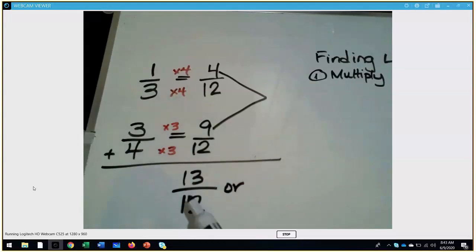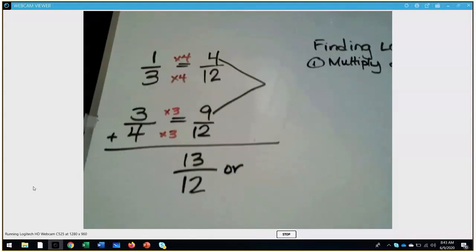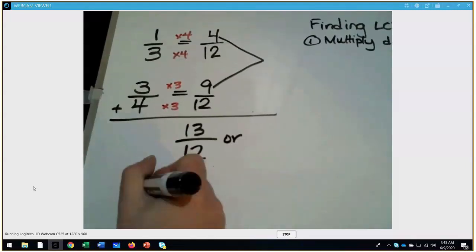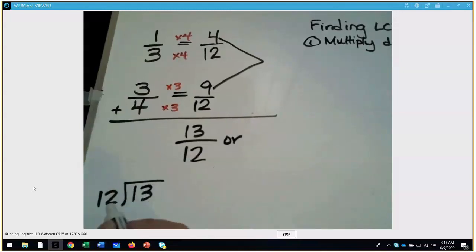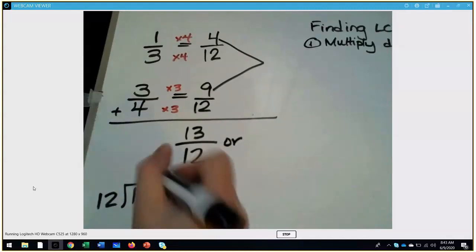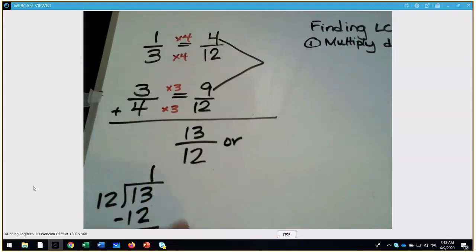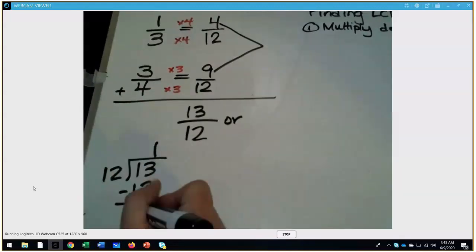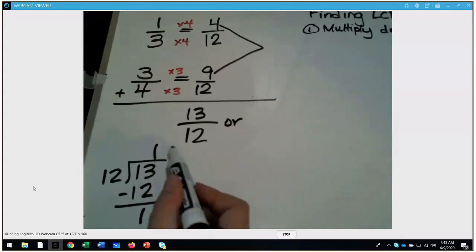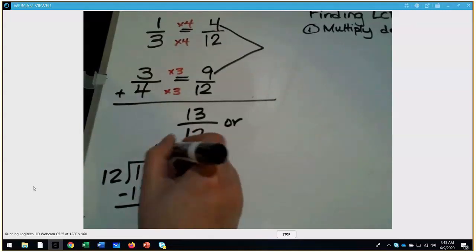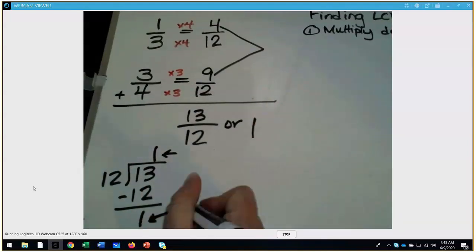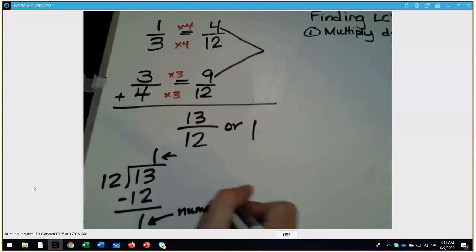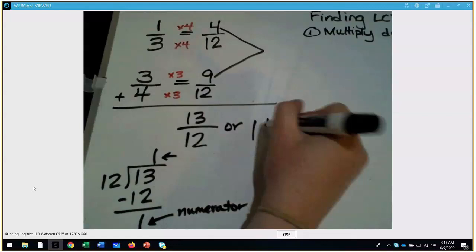As a mixed number, if I wanted to change it back, I would divide it, which is just a little bit of review from last week. Numerator divided by denominator, so denominator is on the outside. 12 goes into 13 once, which is 12, and you're going to have 1 left over. So this is your whole number right here, whatever number is in the top in the quotient. The remainder, if you have it, which we do in this case, there's your numerator, and the denominator stays.